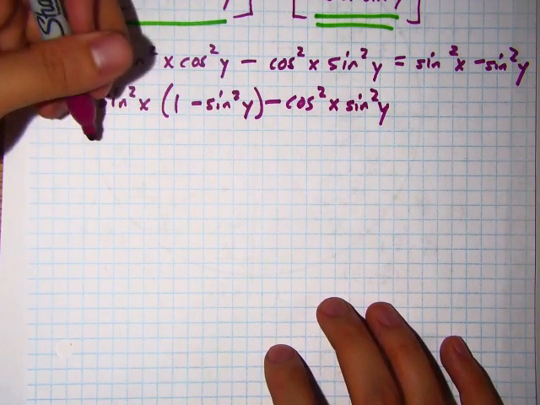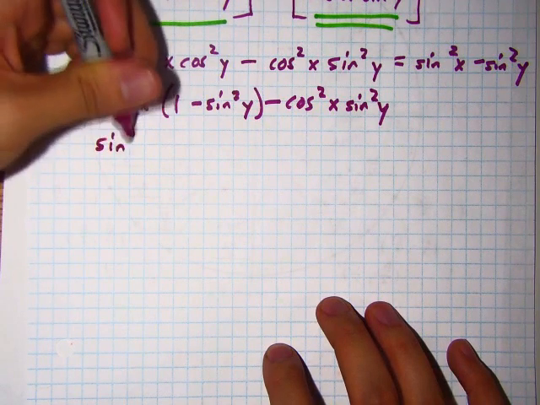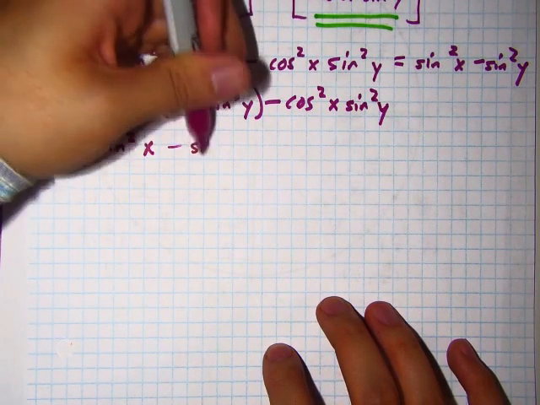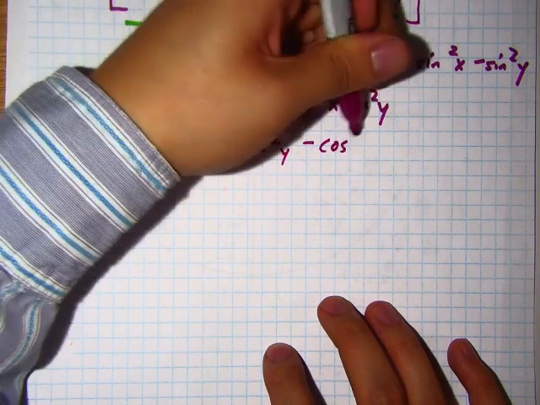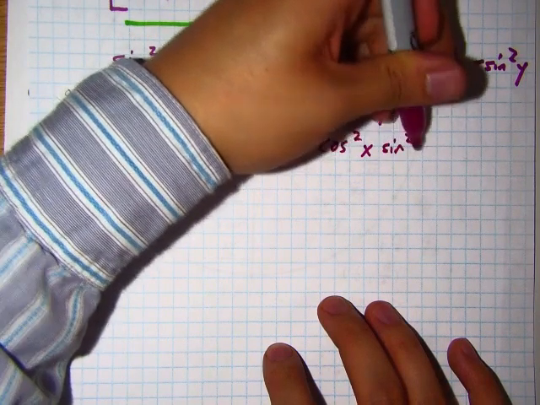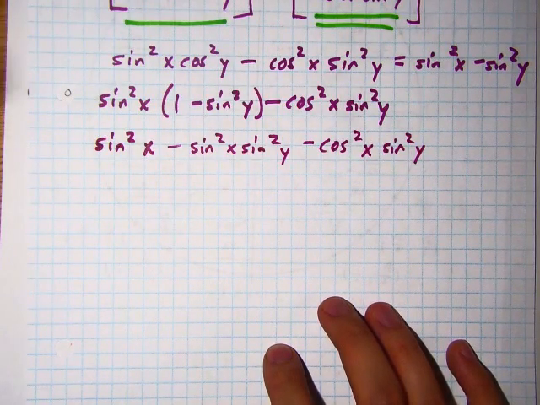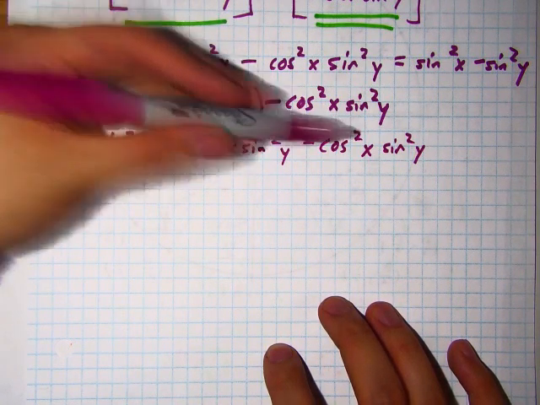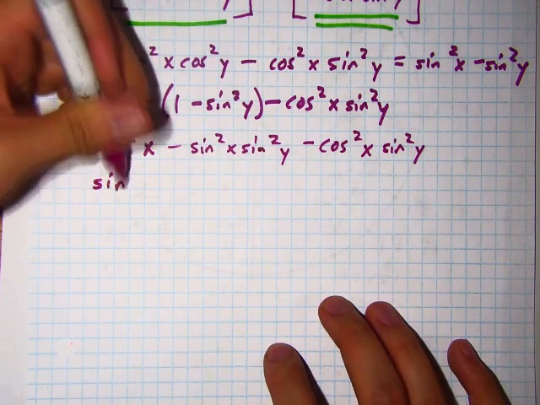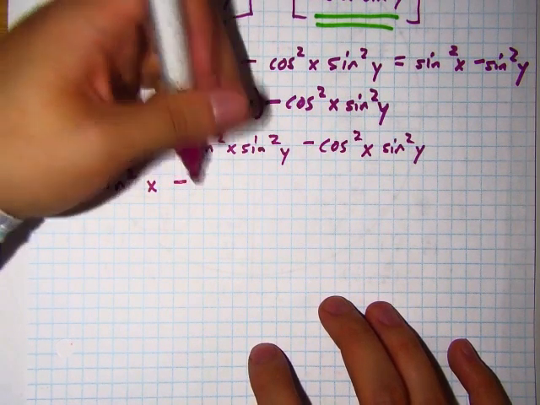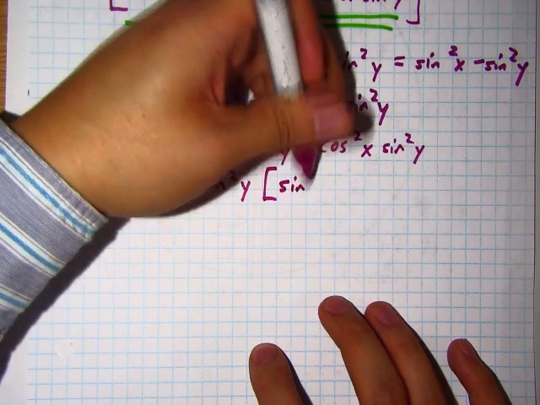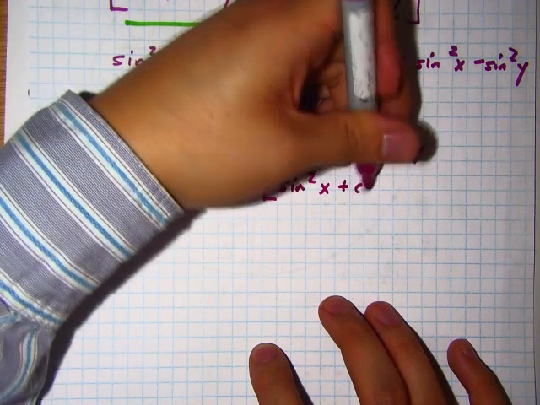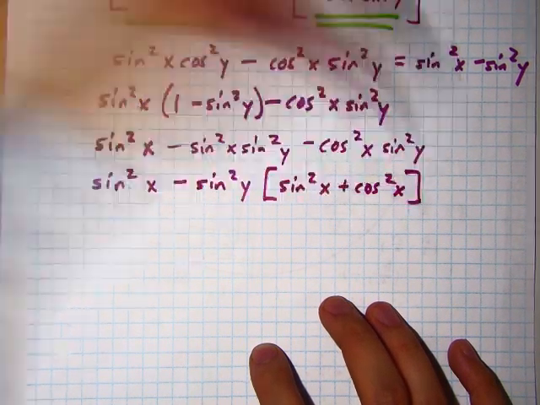I'm going to distribute the sine squared x. So I'm going to have sine squared x minus sine squared x sine squared y minus cosine squared x sine squared y. Okay, so I just distributed it. Now I'm going to factor this. So I'm going to have sine squared x minus, I can take out a minus sine squared y, that's what they both have in common, and I have sine squared x plus cosine squared x.